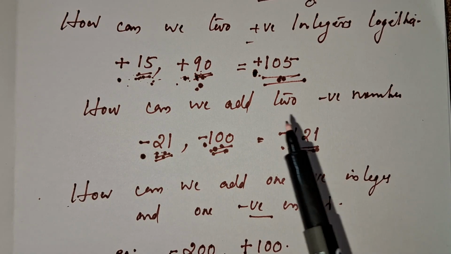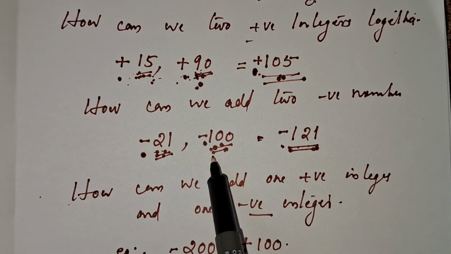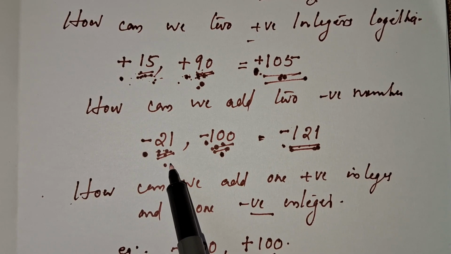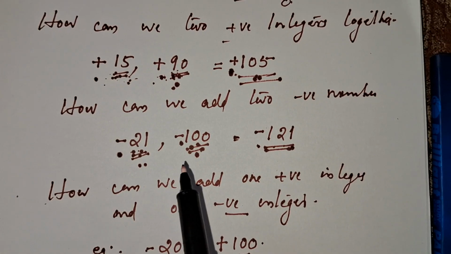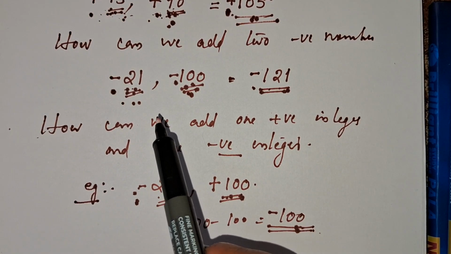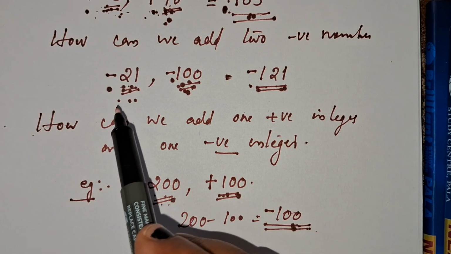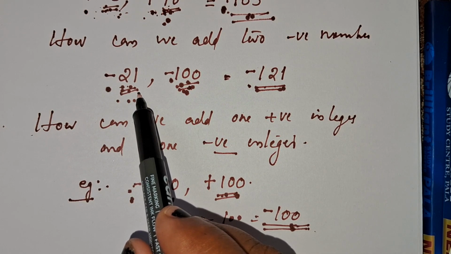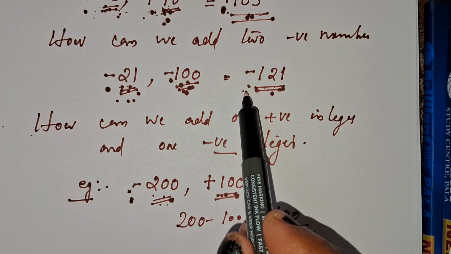Next, how can we add two negative numbers? For example, here two numbers are minus 21 and minus 100. These two numbers have a minus sign, the same sign. If two numbers have the same sign, add the numbers together and put the given sign. Here minus 21 and minus 100. So add the numbers 100 and 21. 100 plus 21, we get 121. Then put the negative sign.